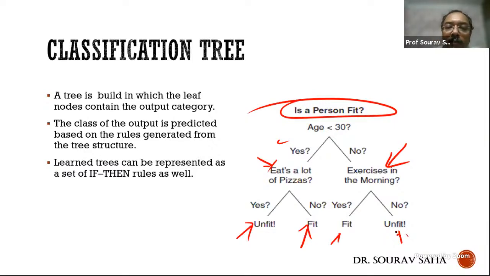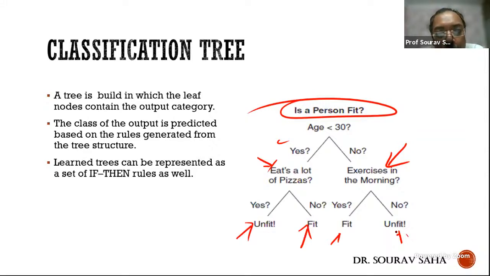And like previously, someone might question the professor: why did we take the age criterion first? We could have taken the eats-a-lot-of-pizza part, or maybe the exercise-in-the-morning part first. Because if someone is exercising, irrespective of the age, maybe they are fit, right?